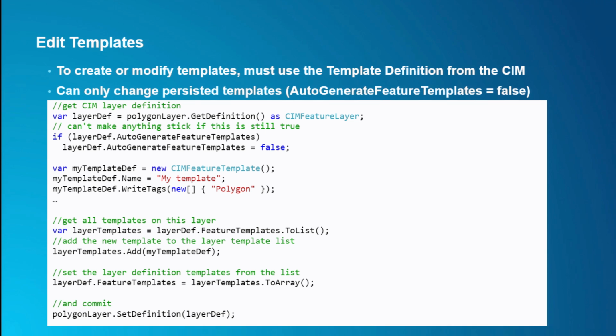So I'll get the existing feature templates off the layer definition. I'm going to add my new one. I'm going to assign it back to the feature templates property, and then I'm going to set the definition, and that actually commits my changes back to the polygon layer. Because I've changed the flag and I've changed the feature templates definition, when I commit, everything's going to be committed and nothing is ever going to be overwritten.